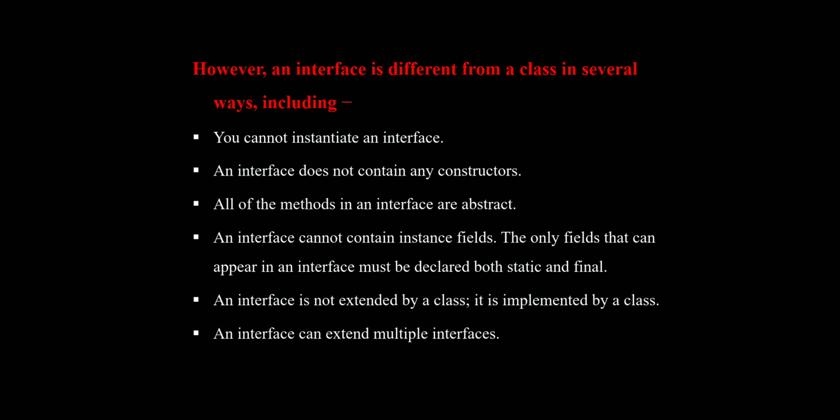First, you cannot instantiate an interface. If we declare an interface, we cannot instantiate it. It means we cannot initialize those interfaces. Second, an interface does not contain any constructor. All of the methods in an interface are abstract. As I told previously, all of the methods in an interface are abstract or static methods.